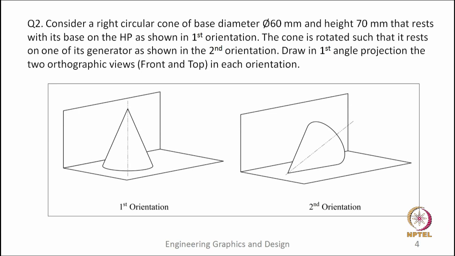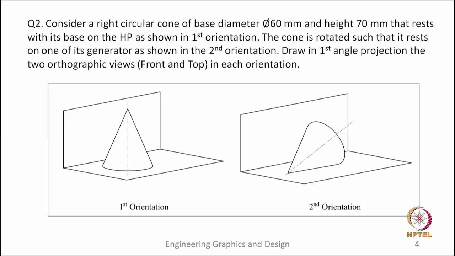Now, moving to the next question, in which we have a right circular cone of base diameter 60 mm and its height is 70 mm. This cone is resting with its base on horizontal plane as shown in first orientation. The cone is rotated such that it rests on one of its generator as shown in second orientation, and we need to draw the front view and top view for both these two orientations.